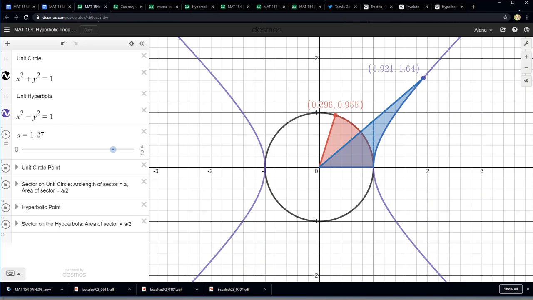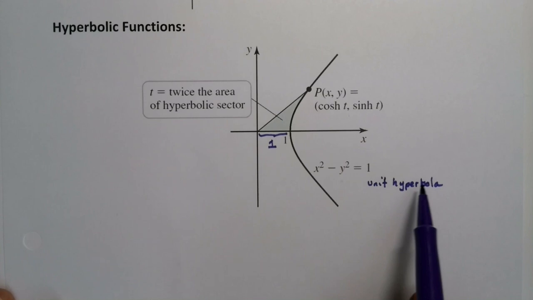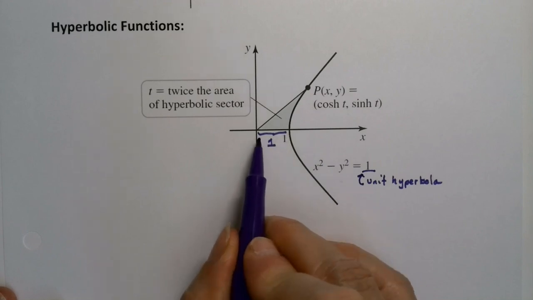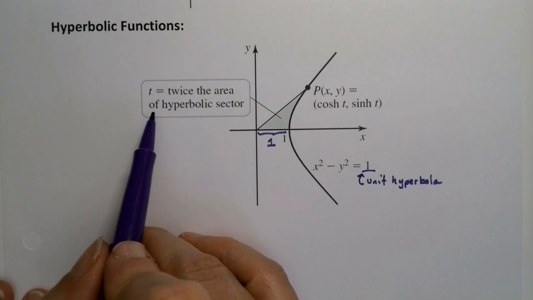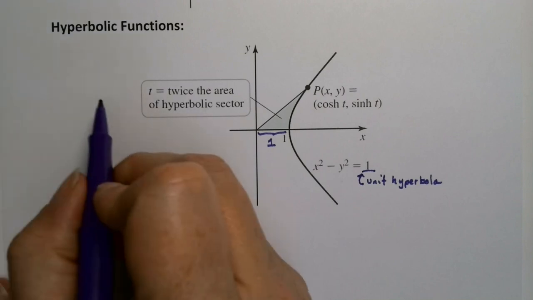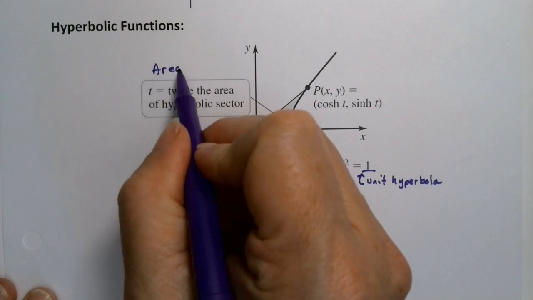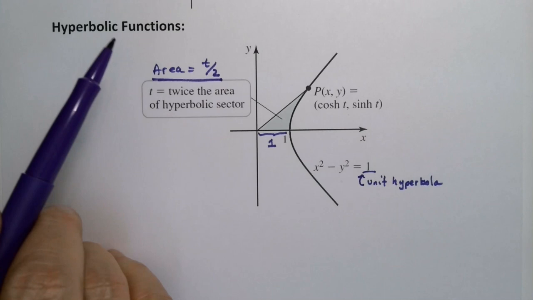Fascinating, huh? All right. So that creates a whole new set of functions based off of the unit hyperbola. Unit hyperbola because it touches at the 1 value. So that's why it's the unit hyperbola. And that area is t divided by 2. I don't know why the book wrote it this way, so I can just write area equals t divided by 2. It's the same area here as it is on the unit circle. That's the relationship.